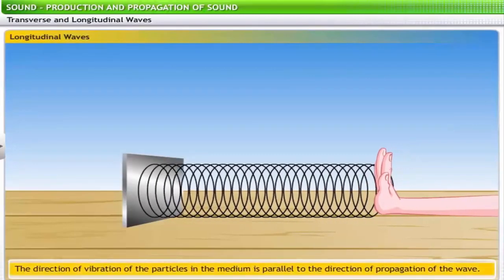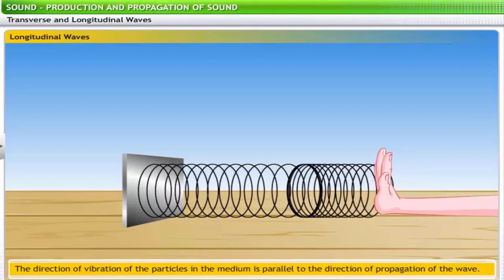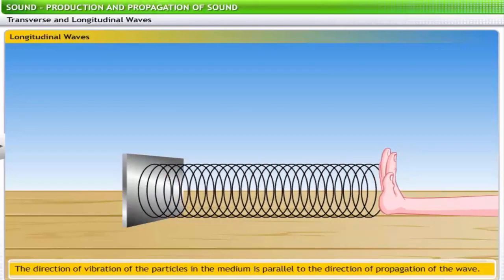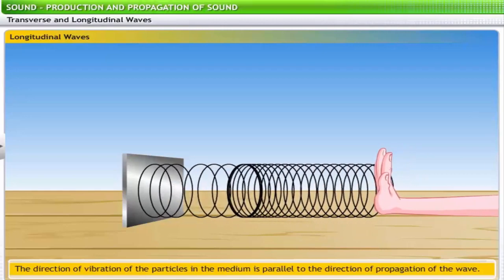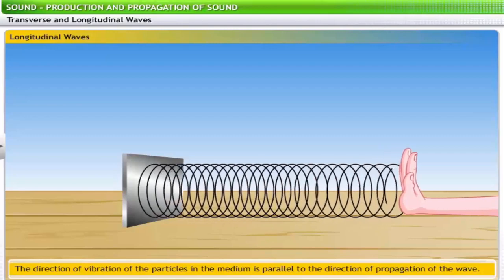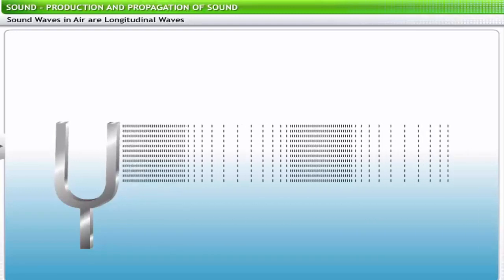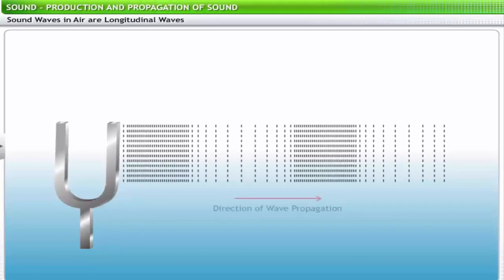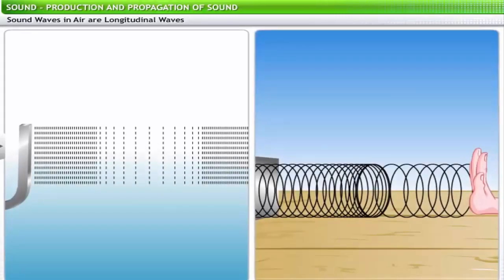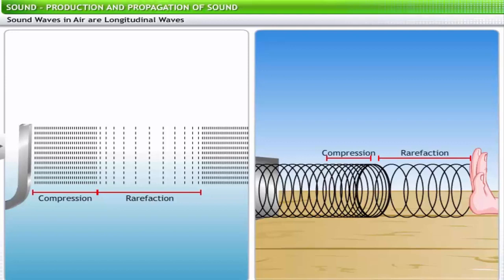In longitudinal waves, the direction of vibration of the particles in the medium is parallel to the direction of propagation of the wave. The wave pattern set in a slinky is an example of a longitudinal wave. Let's recall the tuning fork experiment. In sound waves produced by a tuning fork, particles of the medium vibrate in a direction parallel to the direction of wave propagation. This produces compressions and rarefactions in the wave, similar to that in the pattern showed by a slinky. Thus, we can see that sound waves in air are longitudinal waves.